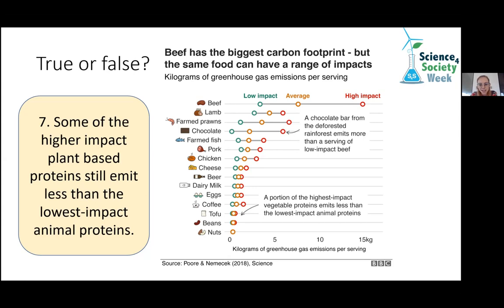Getting some answers through already. This is a harder question to understand. So some of the higher impact plant proteins still emit less than the lower impact animal proteins. Fantastic. Some great answers coming through. So that one is true. So we remember that here, this here is still lower than the lowest impact of these animal proteins up here.